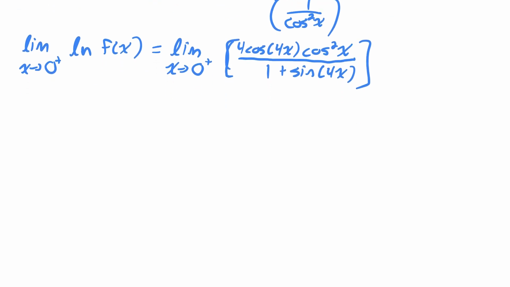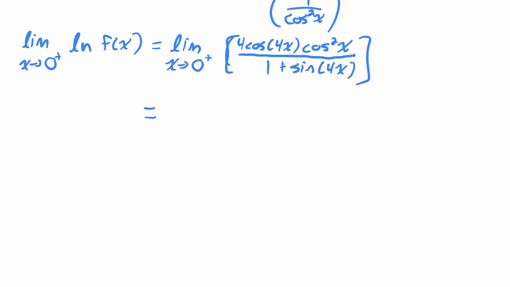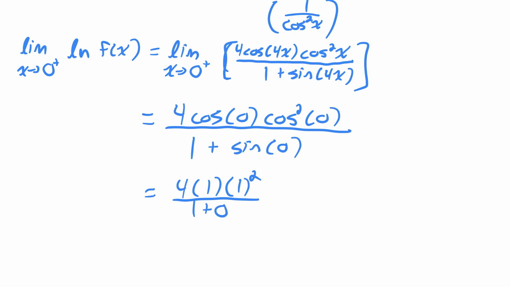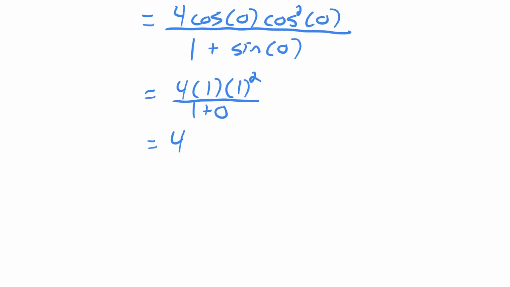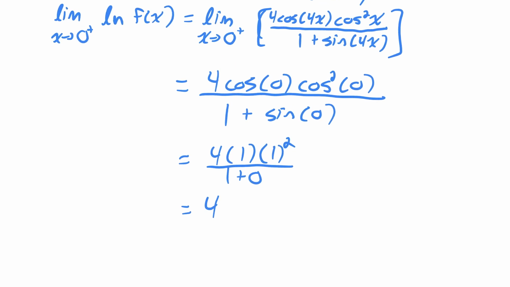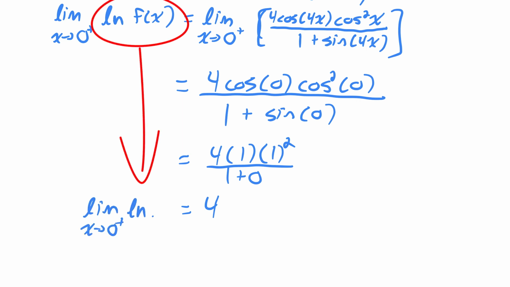Okay, and now let's try direct substitution on the right side. So I would have 4 cos of 0 times cos squared of 0 all over 1 plus sine of 0. That's 4 times 1 squared all over 1 plus 0. So that's just 4. So remember, what I have found here is not the limit of f at x as x approaches 0 from the right, but this is the limit as x approaches 0 from the right of ln of f at x.